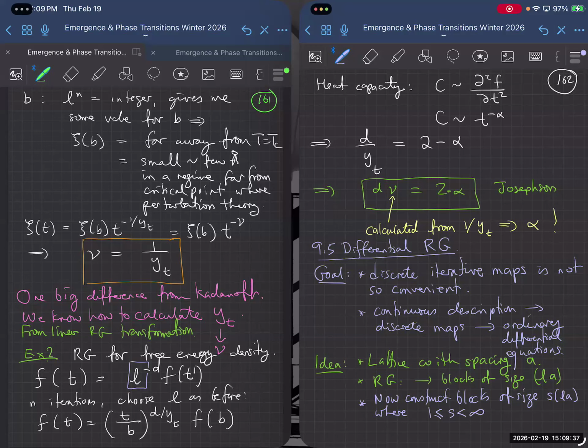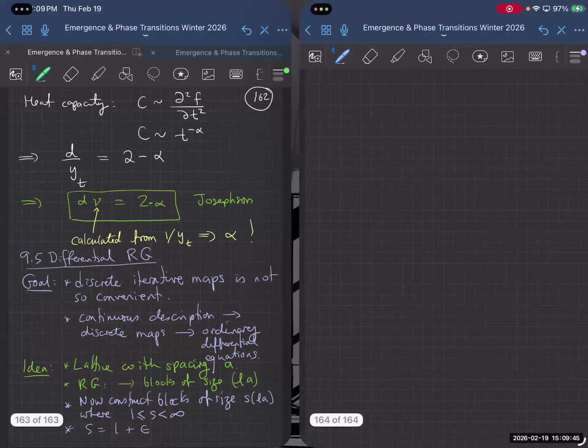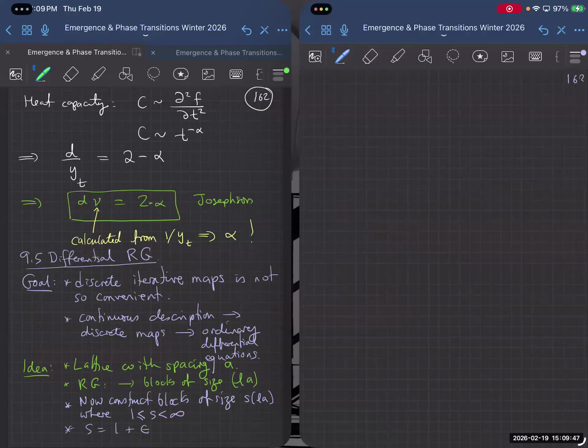And so that makes it into a continuum. And then we're going to make S equal 1 plus epsilon. And that way we can make it continuous. So let me show you what one gets when one simply does that in equations.